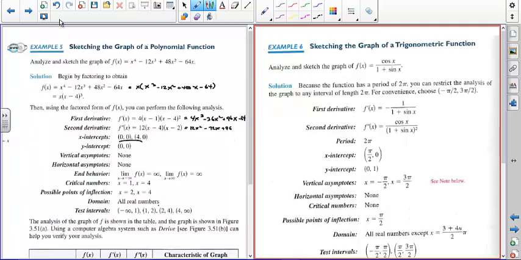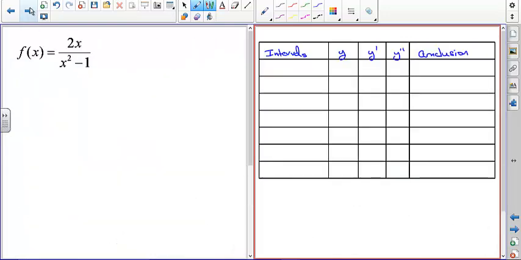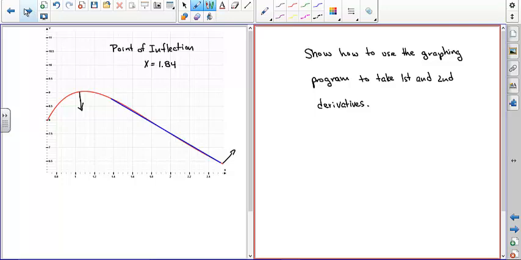We did a polynomial already. Just seeing what I got here.